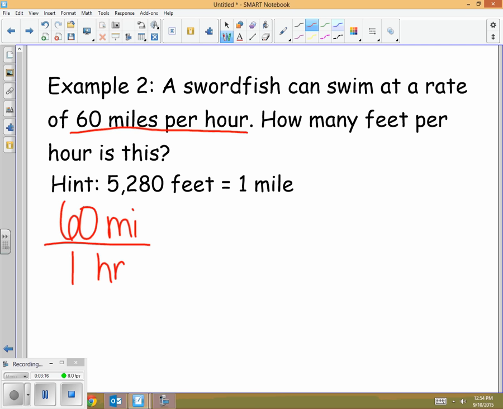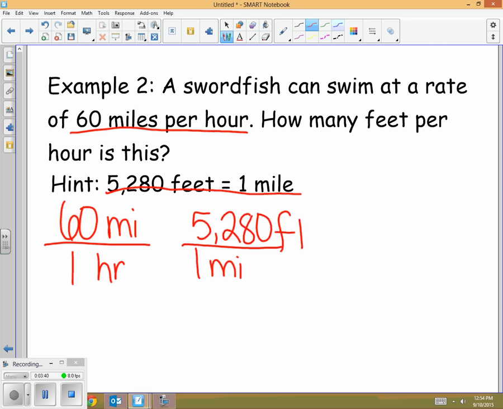Well, there's a helpful hint. 5,280 feet is equal to 1 mile. So I'm going to write 5,280 feet is equal to 1 mile. I'm going to show that also as a unit rate. Now, anytime you have a unit rate, you will show 1 on the bottom, and that means 5,280 feet goes on top. Just like example 1, for example 2, you check and see if you can cross simplify.